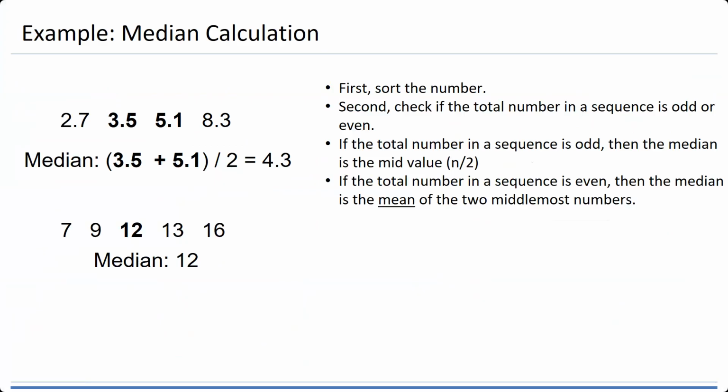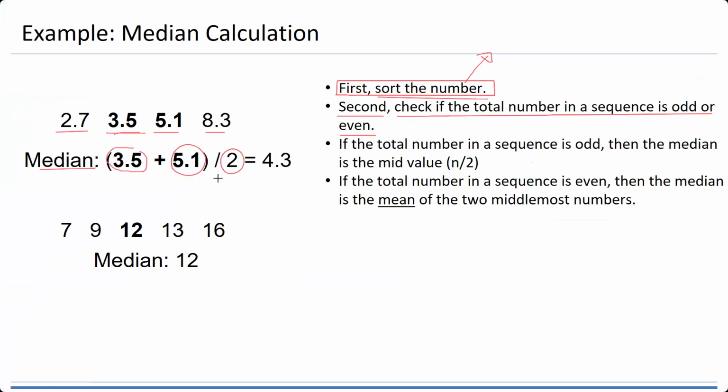For example, do you know the median? When we want to measure the median, there will be steps. First, I have a collection of numbers, so I need to sort the numbers. Then we can make module 1. Module 1 is to sort the numbers. Second, check if the total number in a sequence is odd or even. For example, if I have the numbers 2.7, 3.5, 5.1, and 8.3, the median is 3.5 plus 5.1 divided by 2.